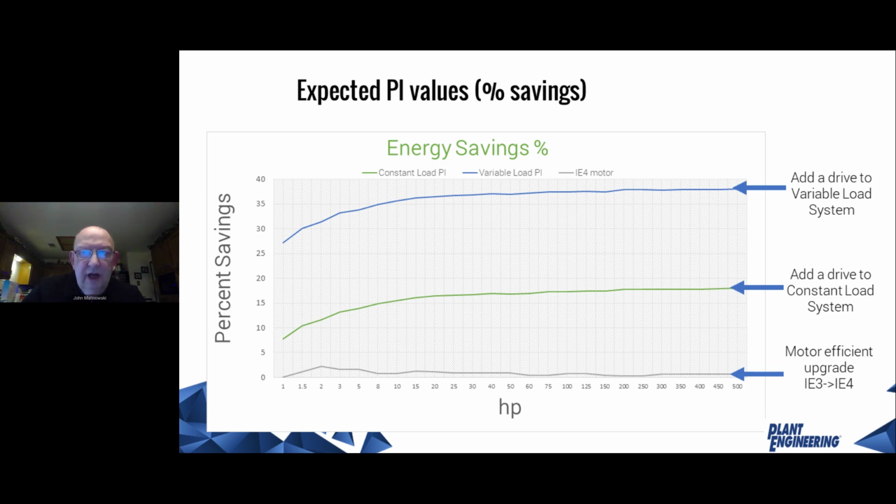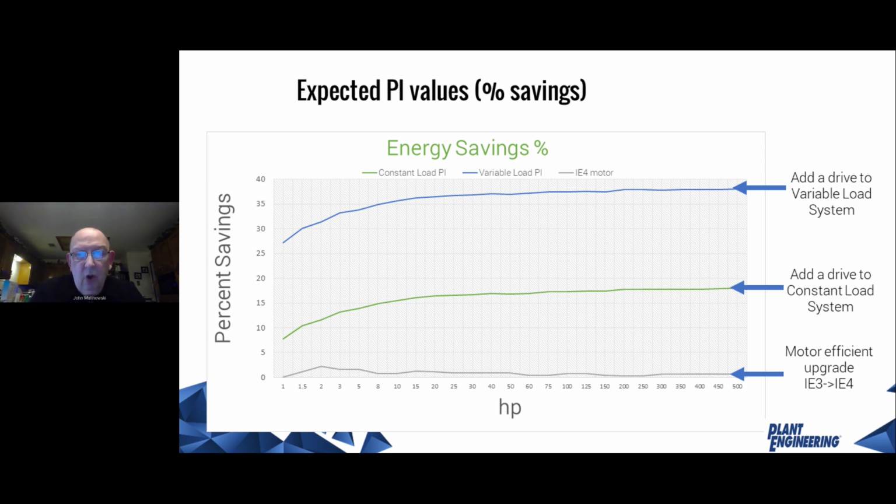So this is another thing that came up in the NEA work. We looked at the variable load and the constant load systems and how much savings there was by horsepower. And once you get up to the 20-25 horsepower range, the amount of savings percentage-wise is pretty even.